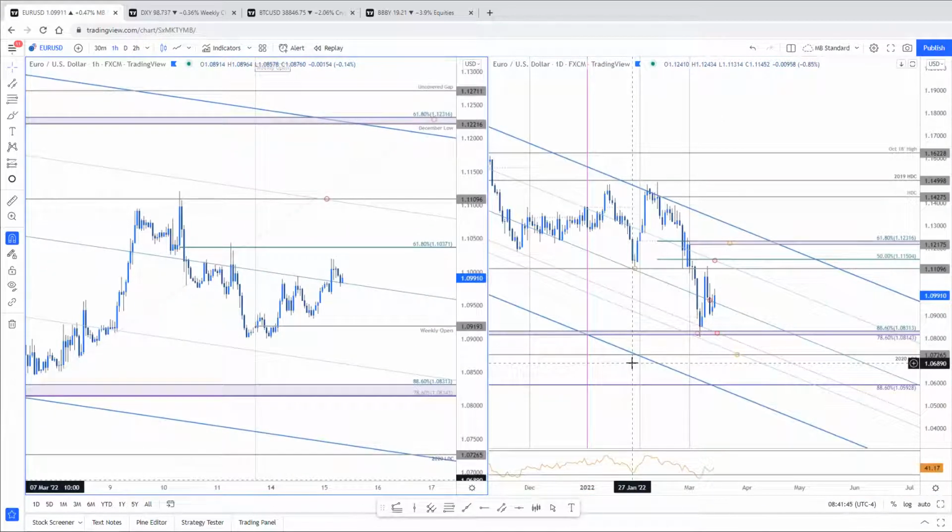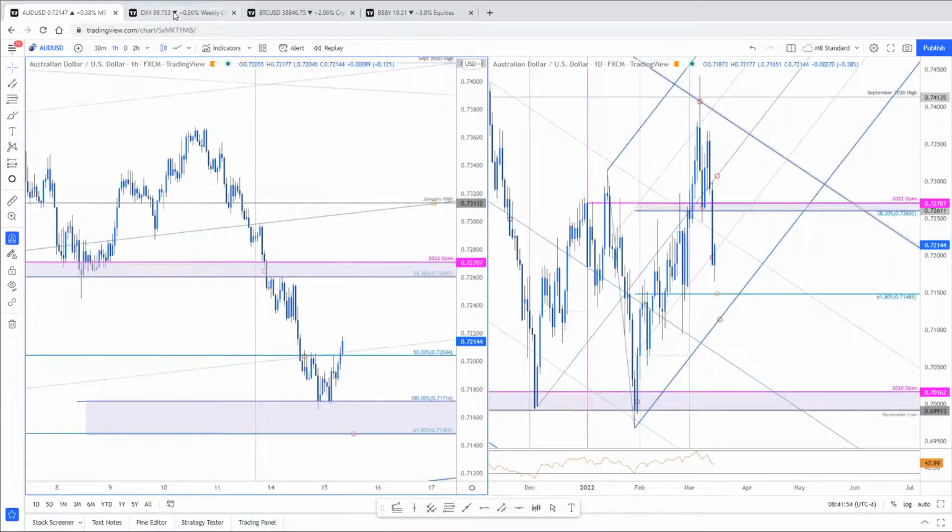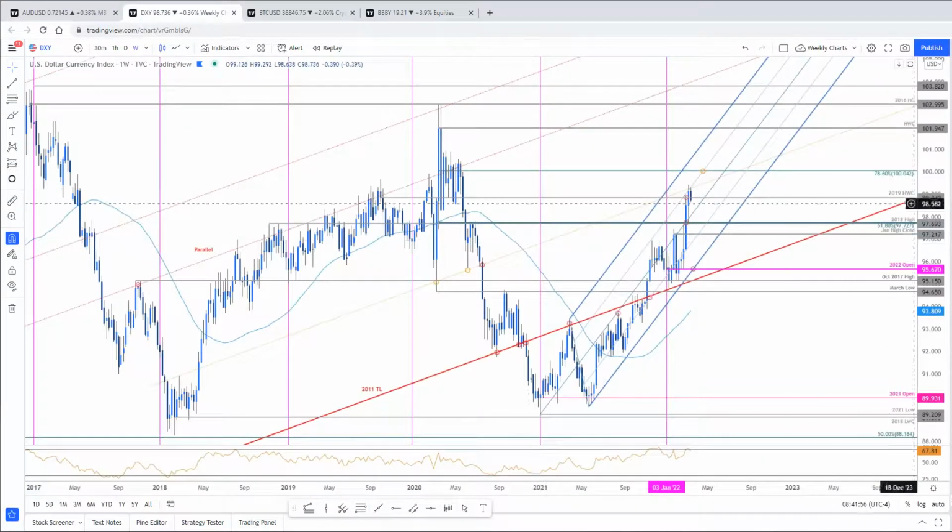All right, so that is DXY and euro, number 1 and number 2. Number 3, Aussie. I like this trade a little bit more. Big support. We talked about it yesterday in the webinar. It's working out well.